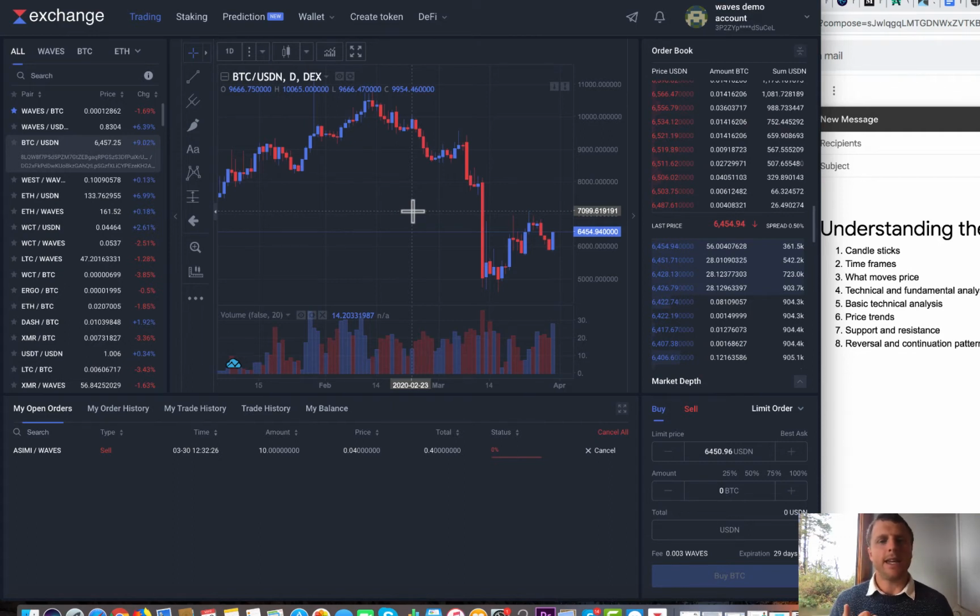What we're looking at here, we're going to go through some of the topics over here. So the candlesticks, some time frames, what moves price, technical and fundamental analysis, basic technical analysis, and then price trends, support and resistance, and reversal and continuation patterns. So we'll just cover that briefly.